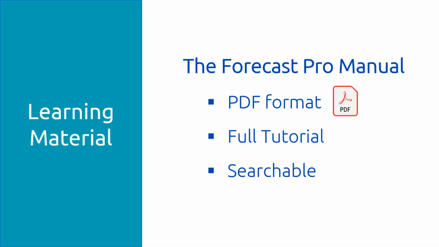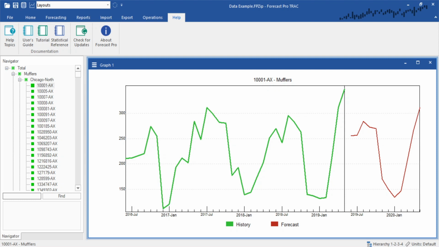First of the learning material that you should look at is the Forecast Pro manual. It is a PDF file that installs with Forecast Pro. It contains a full tutorial as well as a statistical reference. It's easy to view and it's easy to search. To access the Forecast Pro manual, first go to the Help tab in the Forecast Pro interface. And then, in the Documentation section, you can open up any of the user guide, tutorial, or statistical references.